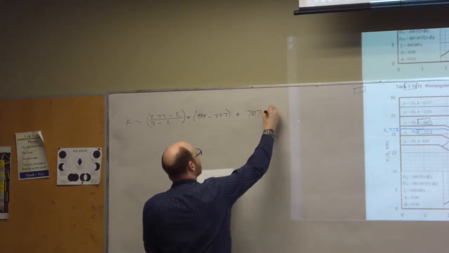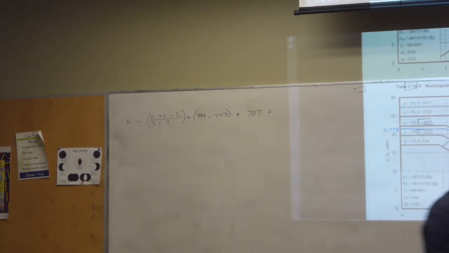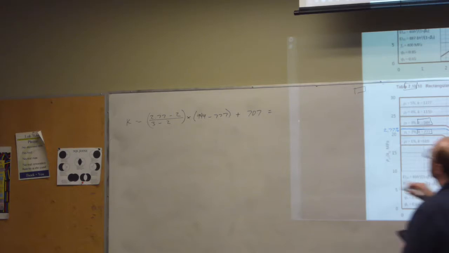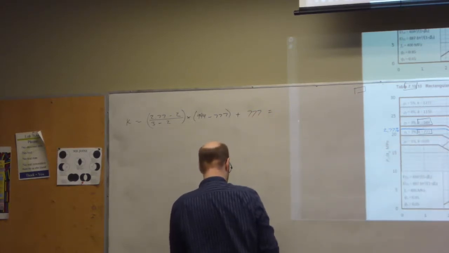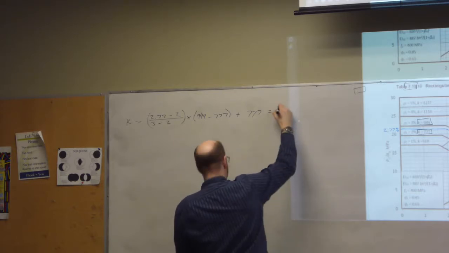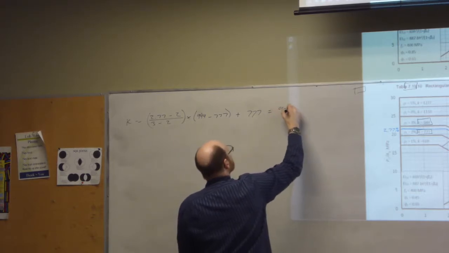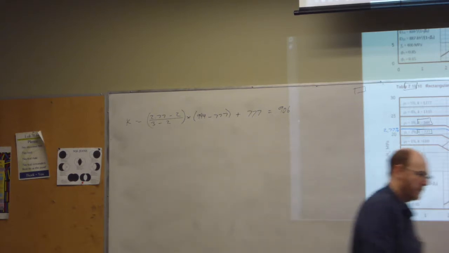Wrong number in here, and I have to recalculate it. That should be 7. Gives us 906. I'm not worrying about decimal places in here.